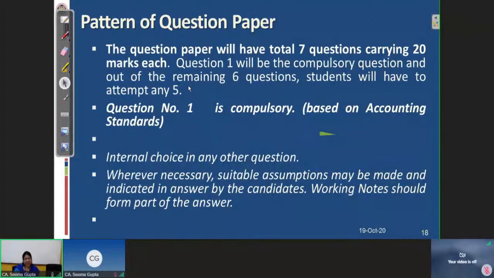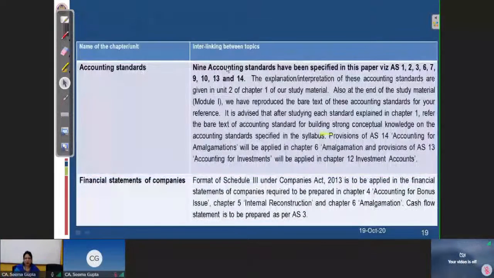Whatever you do, you have to study. At least study you have to do to learn the concepts of the contents given in the study material. Okay. So now, regarding accounting standards, I have already said that a few accounting standards have interlinking between the topics. At the end of the study material, the bare text of the accounting standards has also been given for the old course.